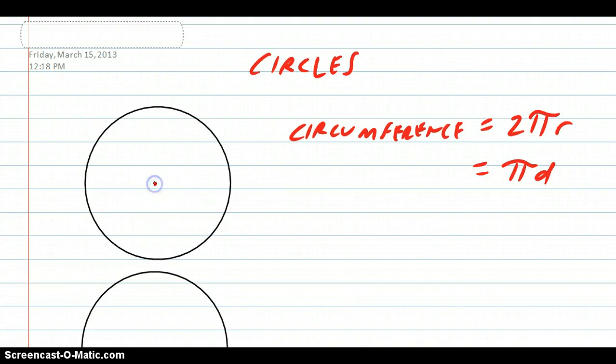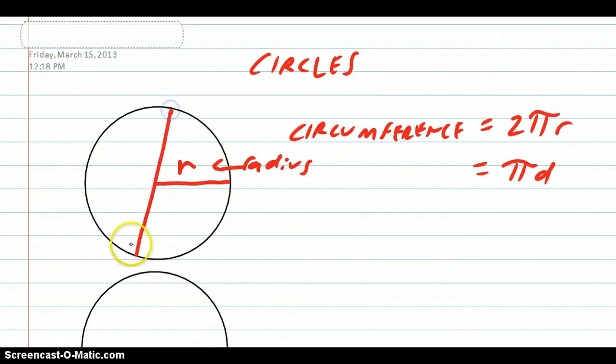Well, r, if you remember, is the radius of a circle. We know this, we remember this from an earlier chapter. And the diameter starts at one end and comes all the way through the middle to the other side. And we're going to call it a diameter. And so you can use either one of those to find the circumference.